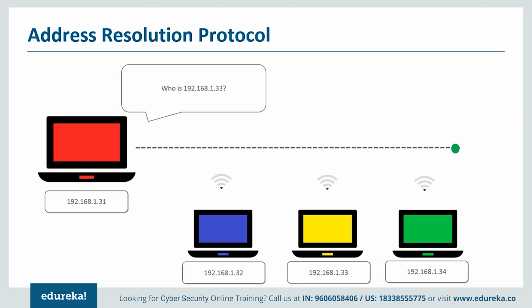So suppose you have a bunch of computers that are connected over a LAN, and they have the following IPs, which is 192.168.1.31 followed till 32, 33, 34. So these are the computers, and this is the scenario.